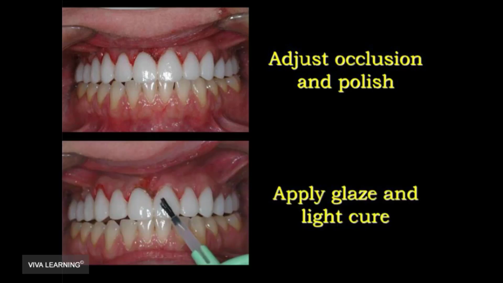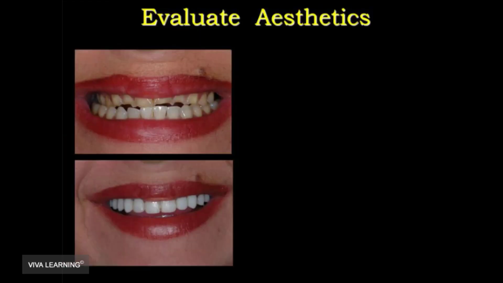So now we've adjusted our occlusion, we've polished, we go ahead and paint our glaze and light cure that, and now we're going to be able to get the patient back and we'll be able to evaluate these. And the first thing we're going to evaluate is the aesthetics of the case. Primarily, most of the patients, when they're doing these anterior cases, they're coming because they're unhappy with the appearance of the teeth or their smile.